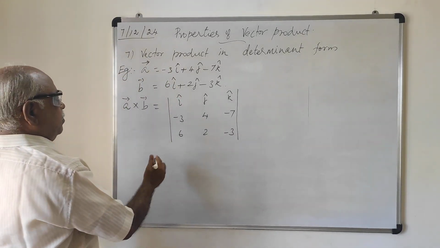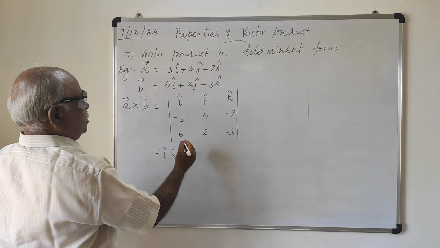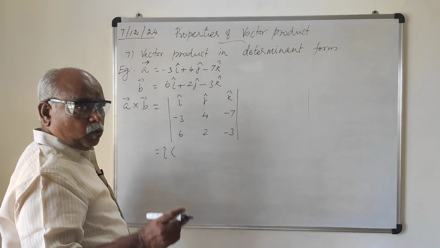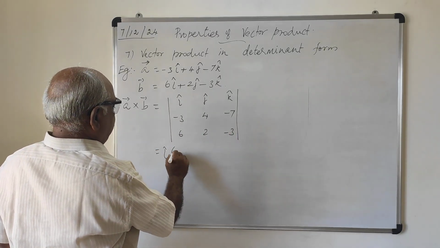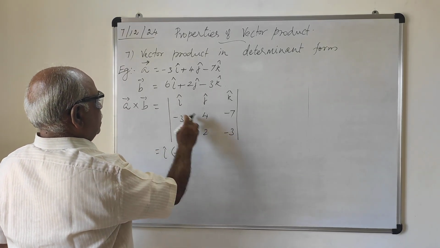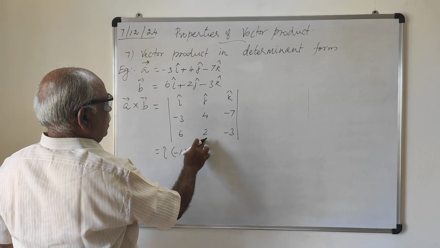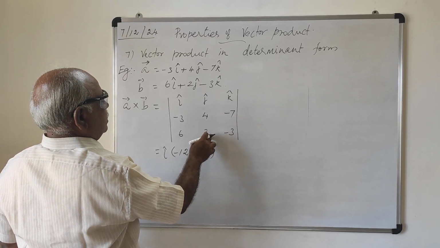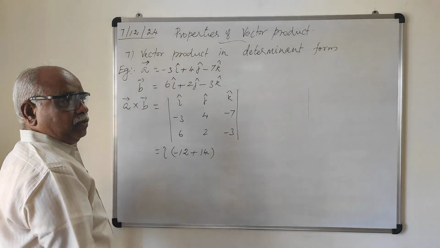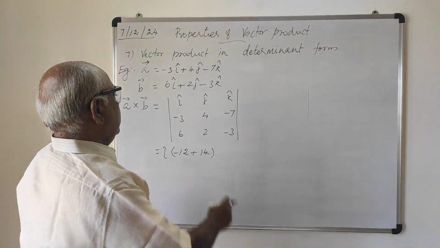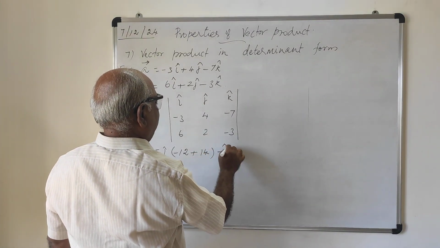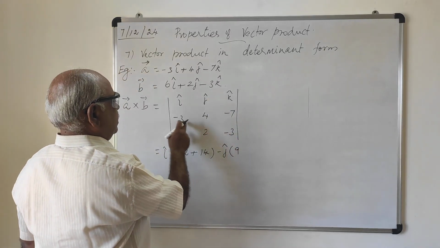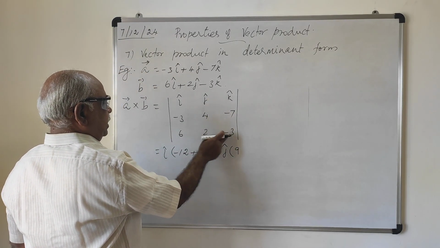By expanding this determinant, you will get i cap into (4 into minus 3 minus 2 into minus 7), that is minus 12 plus 14, because 2 sevens are 14 and minus into minus gives plus 14. And minus j vector into (minus into minus 3 plus 3 3s are 9), minus into minus 3 plus 3 3s are 9.